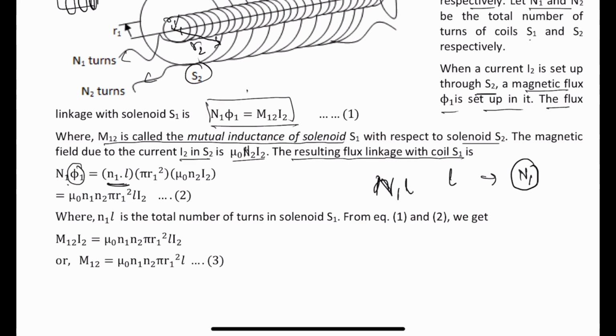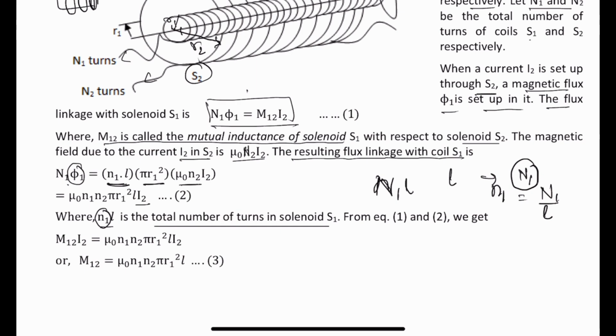And what is phi1? Phi1 is equal to flux, which is equal to area pi R1 square into mu0 n2 into I2, correct? So it is mu0 n1 into pi R1 square, this is the area, into I2. So here n1 L is the total number of turns in the solenoid S1, correct? Small n1 is the number of turns per unit length, so n1 into L is the total number of turns.